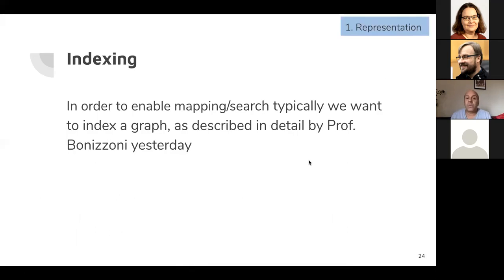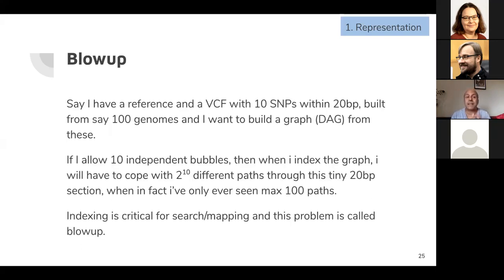Now, once you've got that, you're going to want to enable mapping and search, depending on how you think about it. Typically you want to index this graph, and Paola Bonizzoni discussed this in detail yesterday. The problem she brought up is exactly the thing I have to talk about first, which is blow-up. If I have a reference and a VCF with 10 SNPs all very close together, and I've built this from, say, 100 genomes, and I want to build my graph.